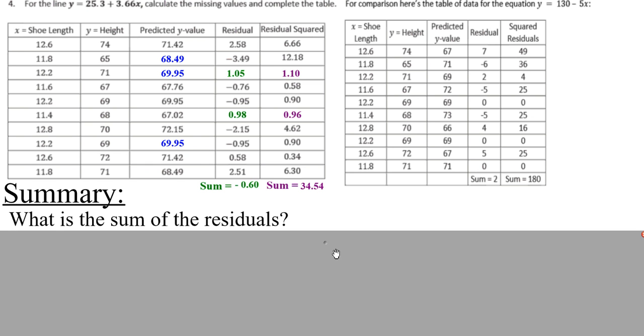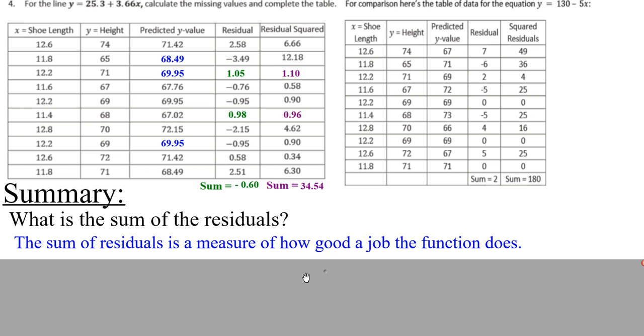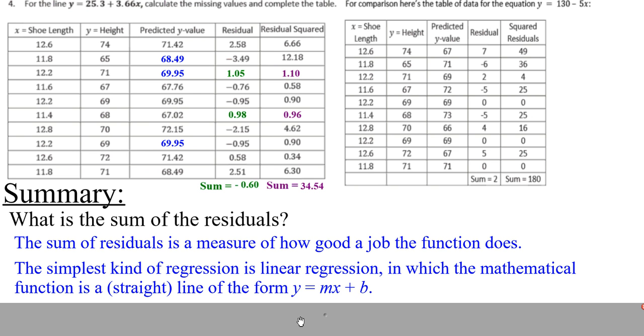The sum of the residuals we saw is a measure of how good of a job the function does. How close are the predicted values to the actual ones? So remember, the simplest kind of regression line is our slope-intercept, y equals mx plus b. And so when we have that, we want to make sure the residuals are low to reflect the best fit for our data.